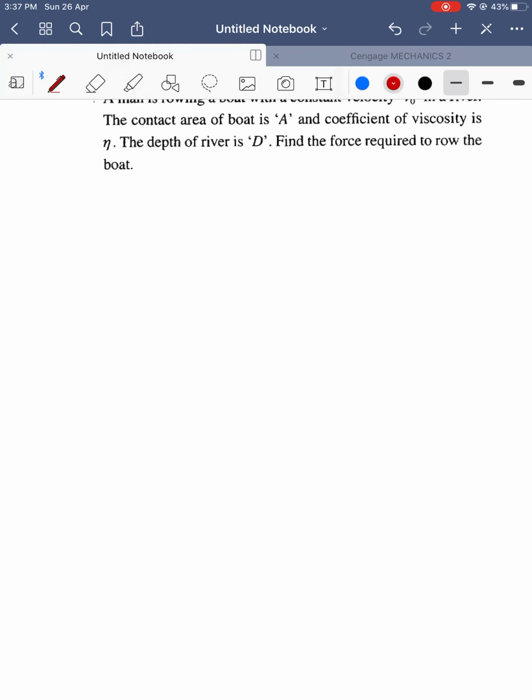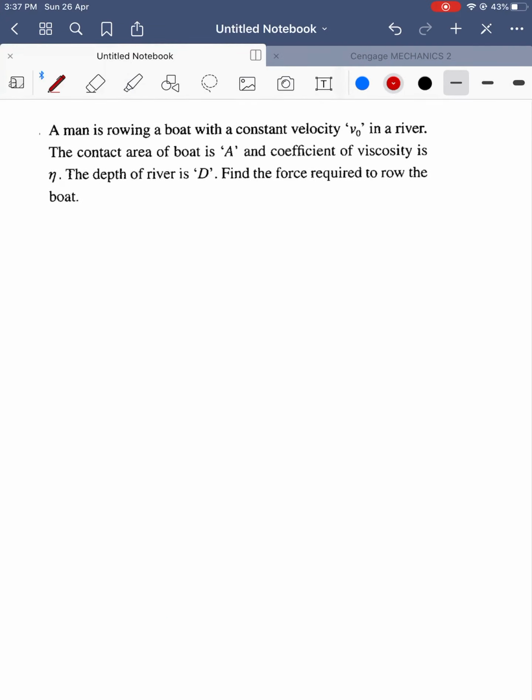Okay, a man is rowing a boat with a constant velocity v0 on the river. The contact area of the boat is A. The coefficient of viscosity is nu. The depth of the river is d. Find the force required to row the boat.